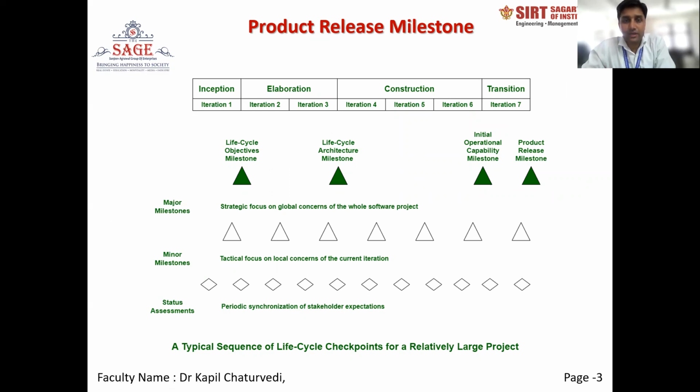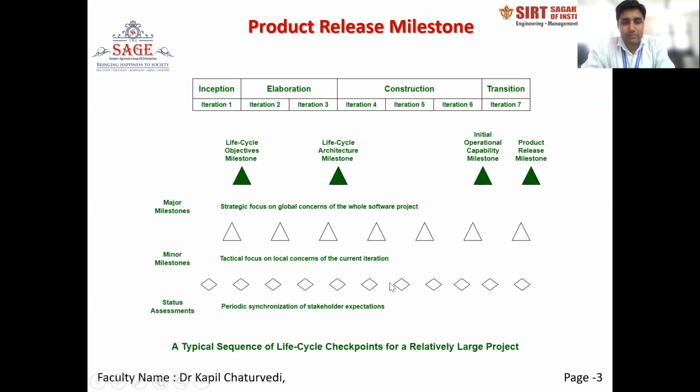Here we are giving some diagrams in which you can easily understand the product release milestones, where we divide this diagram into 3 types of milestones: major milestones, minor milestones, and status assessment. Major milestones focus on strategic focus, the global concern of the whole software project. Minor milestones have a tactical focus on the local concern of the current iteration, and in a status assessment, periodic synchronization of stakeholder expectations goes on.